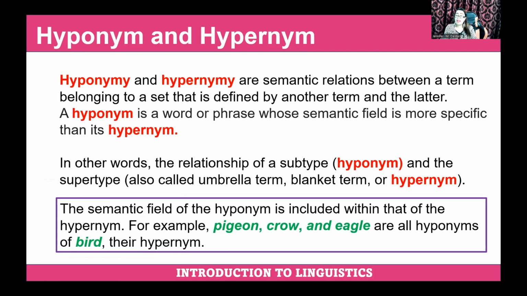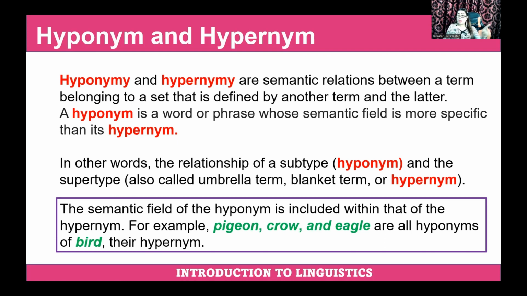Hyponymy and hypernymy are semantic relations between a term belonging to a set that is defined by another term and the latter. So, ano pinagkaiba niya? A hyponym is a word or phrase whose semantic field is more specific than a hypernym. So, hypo, more specific. Hyper is medyo general pa yung term. In other words, the relationship of a subtype, hyponym, and the supertype or the umbrella term, blanket term, hypernym is shown here para mas maliwanagan po tayo. The semantic field of the hyponym is included within that of the hypernym.